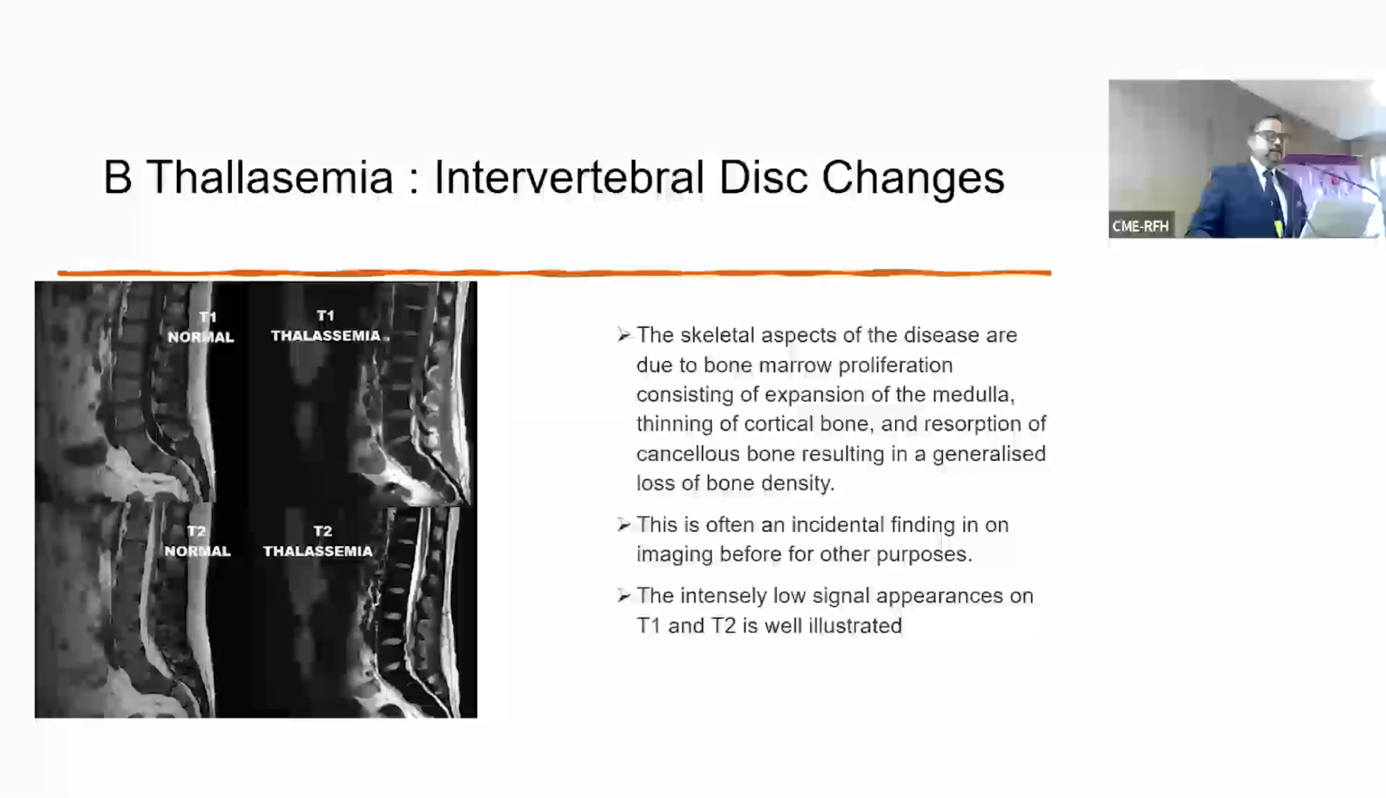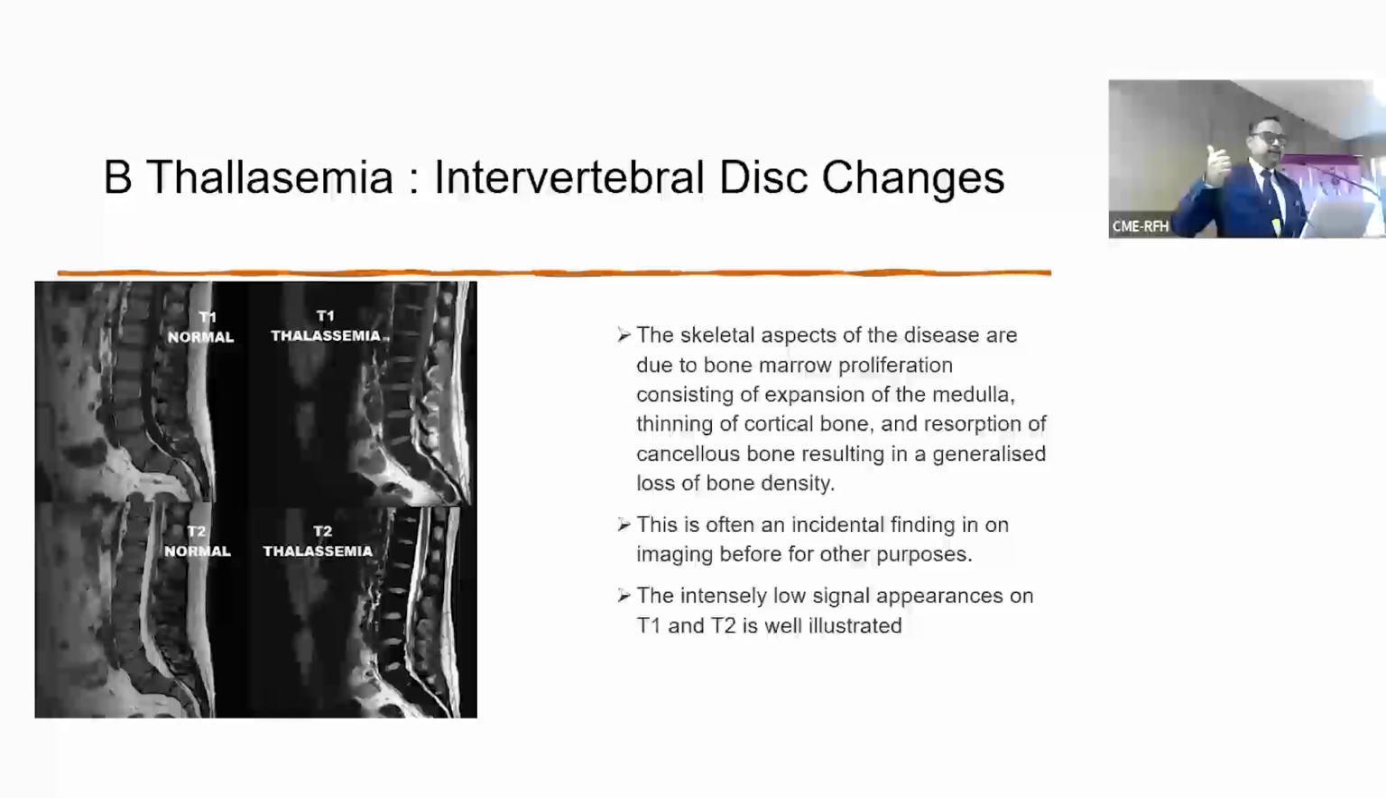Now, intervertebral disc issues essentially are caused by bone marrow proliferation, which causes cortical thinning and resorption, and certain medications which can cause a flattening of the spine known as vertebra plana. Essentially, when the normal marrow is replaced by abnormal marrow, you get what we call low signal intensity appearances on T1 and T2.